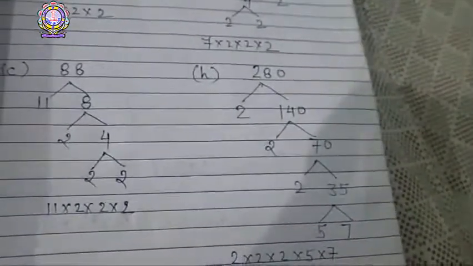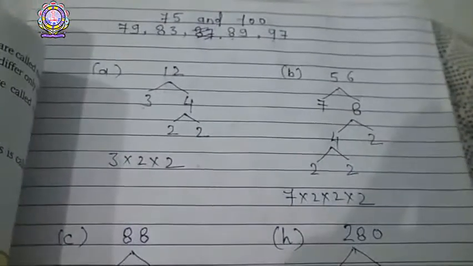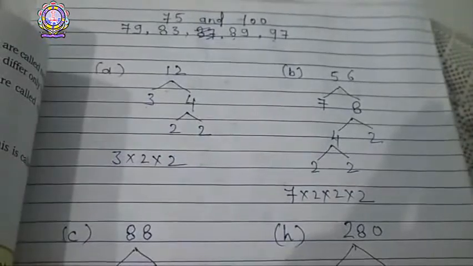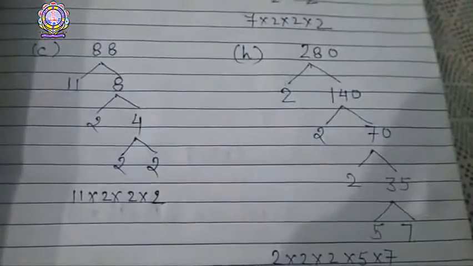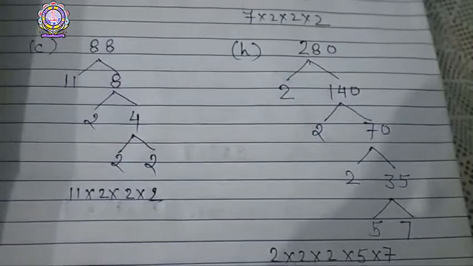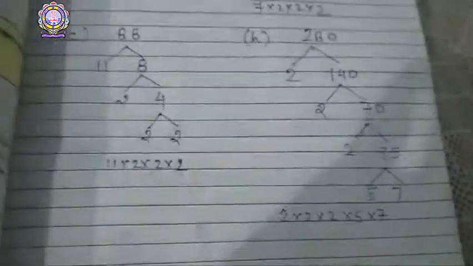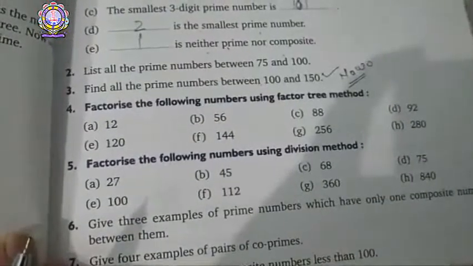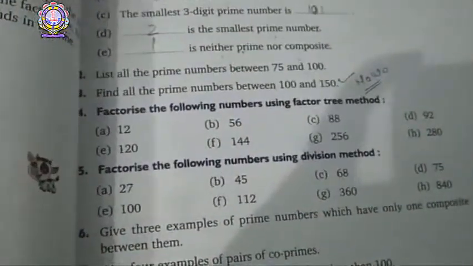So this is our classwork. Note down. Okay, I hope you understand. Next question is, factorize the following numbers using the division method. I have also explained the division method. Okay, so let's do it.